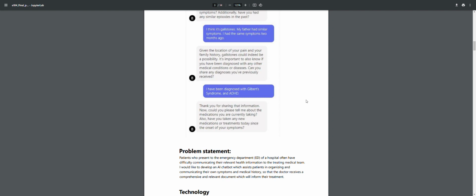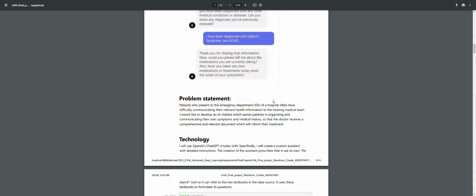So in many ways, this chatbot would hopefully have superior performance to the doctor just because it's able to be with the patient for the full amount of time that they're in the hospital.